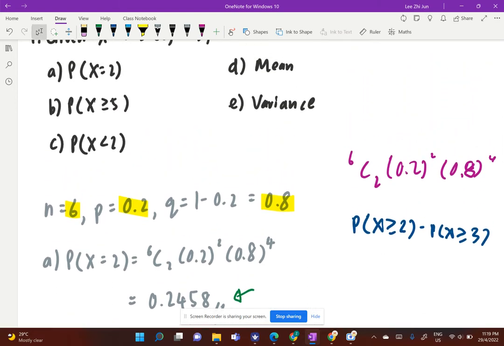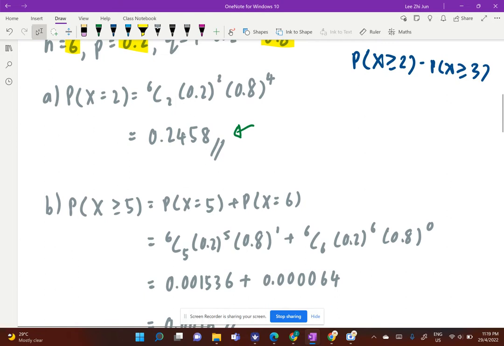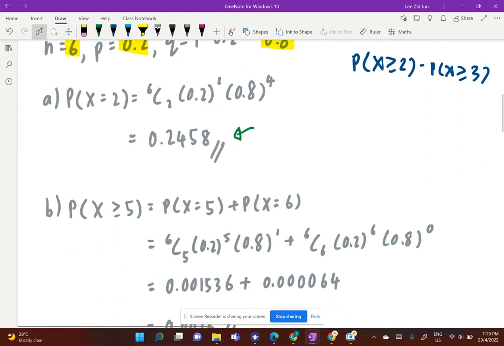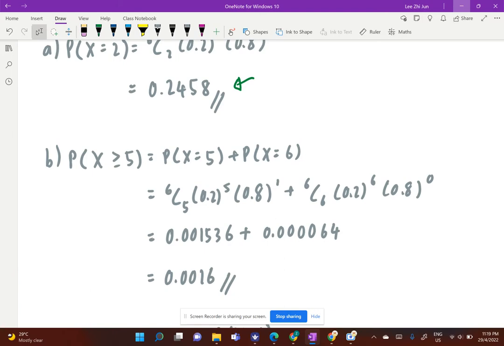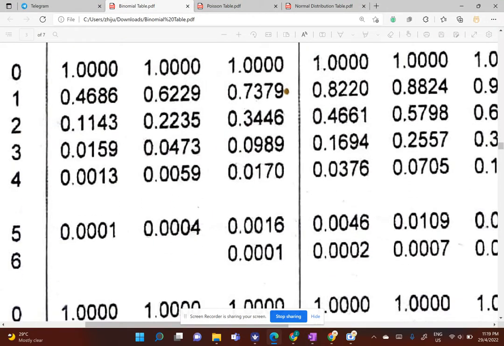So for P(X larger or equal to 5), either you can do x equals 5 plus x equals 6 by using the formula 6C5 like this, and sum up to get 0.0016, or you can just find it in the table. You can see the 5 column here, 0.0016.